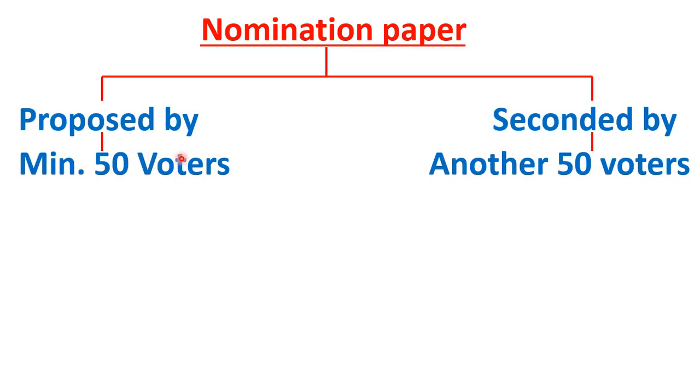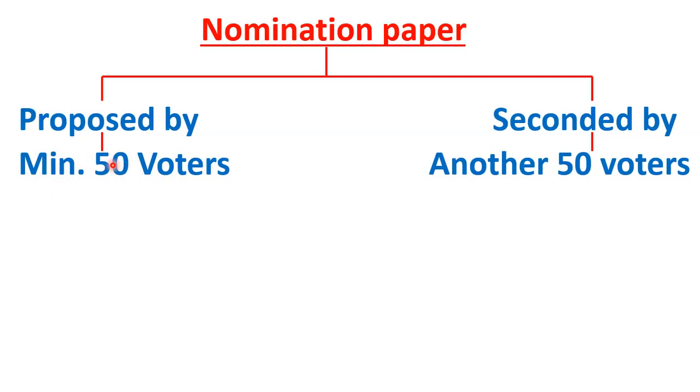Voters means the people who are authorized to vote in the election of the president. The nomination paper of the president must be proposed by at least 50 voters, and after that it must be seconded by another 50 voters. Seconded means the nomination paper should be supported by another 50 voters. These 50 voters should be different from those 50 voters who have actually proposed the nomination paper of the candidate.